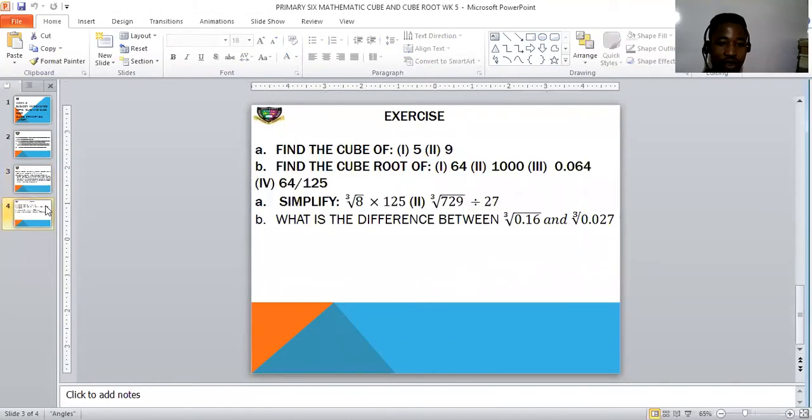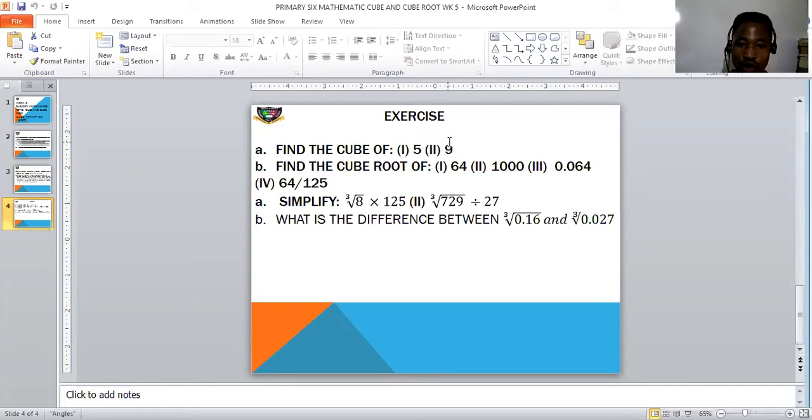Let's go to the exercise for today. All right, let's see what you have here. Okay, number 1 says find the cube of 5 and find the cube of 9.